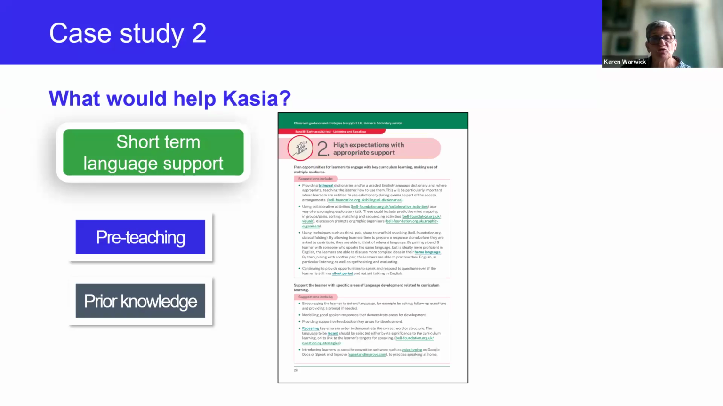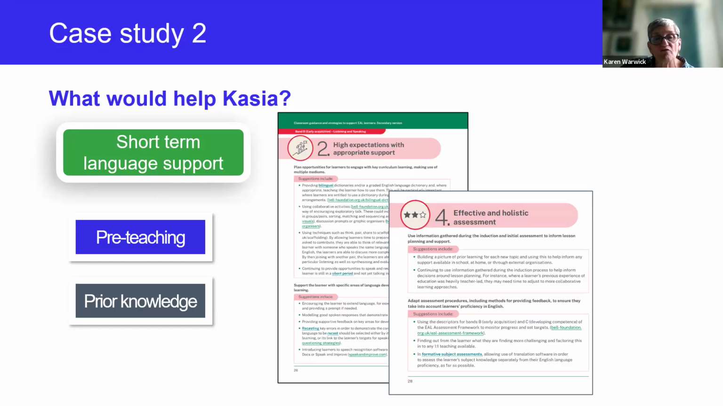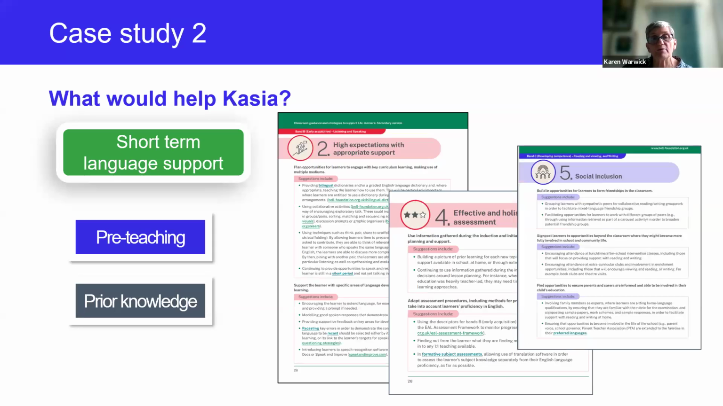So we're going to go to Band C of the guidance and the strategies for high expectations and for effective holistic assessment, and we're going to think about social inclusion as well. And again, many suggestions, many Sarah has already mentioned in her delivery so far.